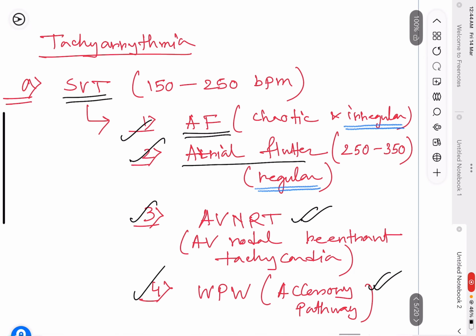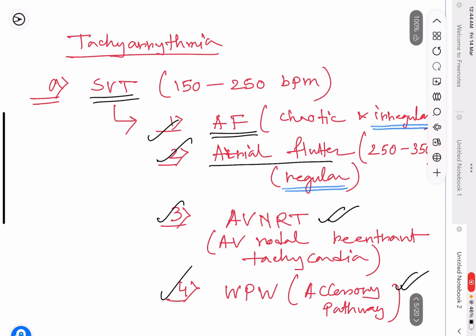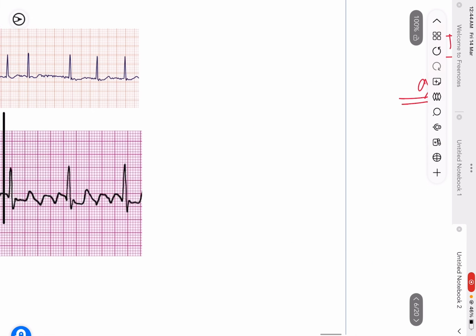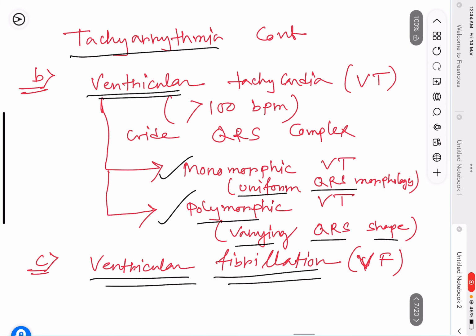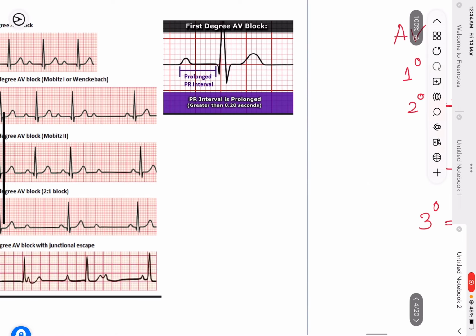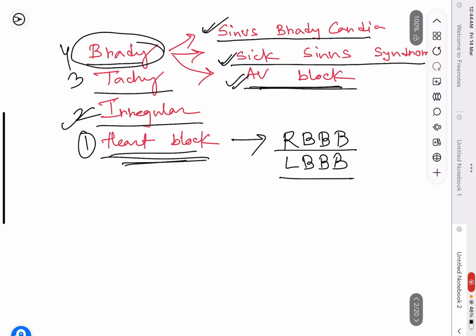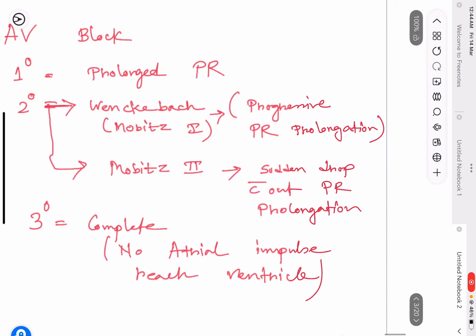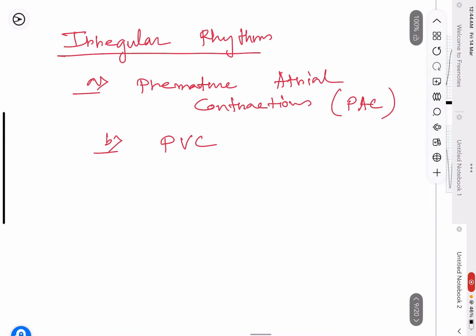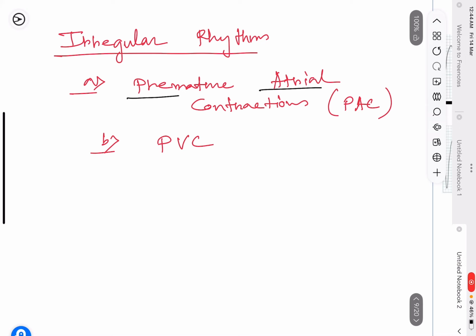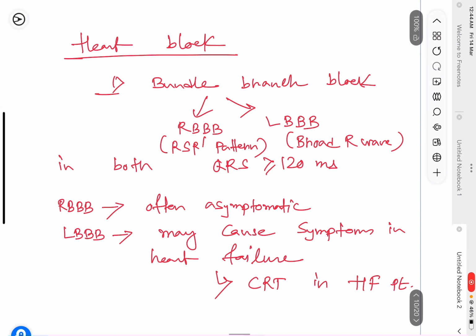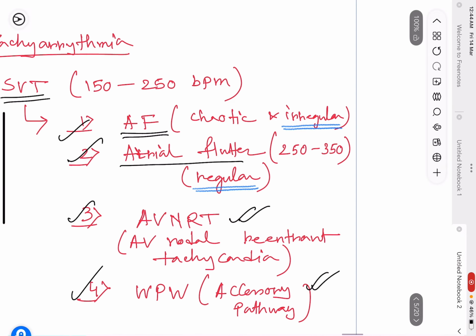For tachyarrhythmias, we have understood the classification. We have supraventricular tachycardia, which has atrial fibrillation, atrial flutter, AVNRT, and Wolff-Parkinson-White. Then ventricular tachycardia, which has monomorphic and polymorphic ventricular tachycardia, and ventricular fibrillation. So the tachyarrhythmic classification is clear. Then irregular: we have premature atrial contraction and premature ventricular contraction. And lastly, heart block: we basically have bundle branch block, right and left. This is the classification. Classification is done.